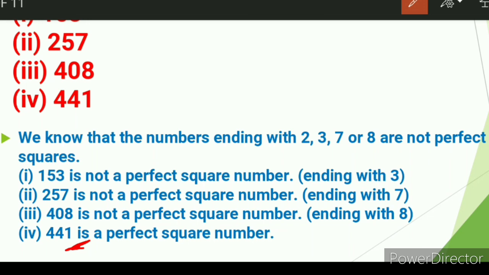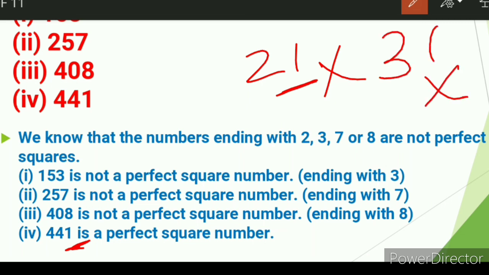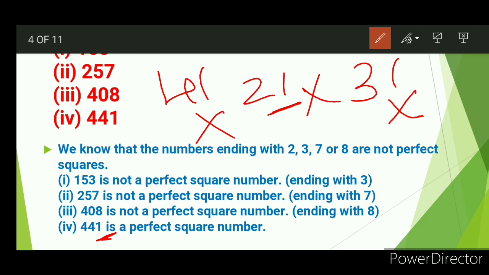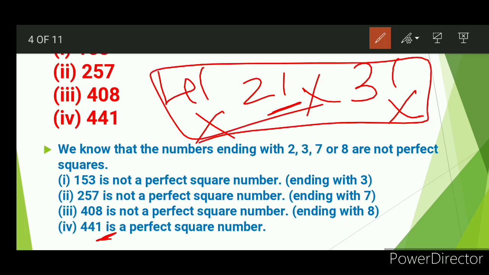One more thing children, not every number that ends with 1 is a perfect square. For example, 21 is not a perfect square. 31 is not a perfect square. 41 is not a perfect square. But all perfect squares end with one of these digits: 0, 1, 4, 5, 6 or 9. But not all numbers ending with these digits are perfect squares. Examples are these numbers. Got it? Yes.